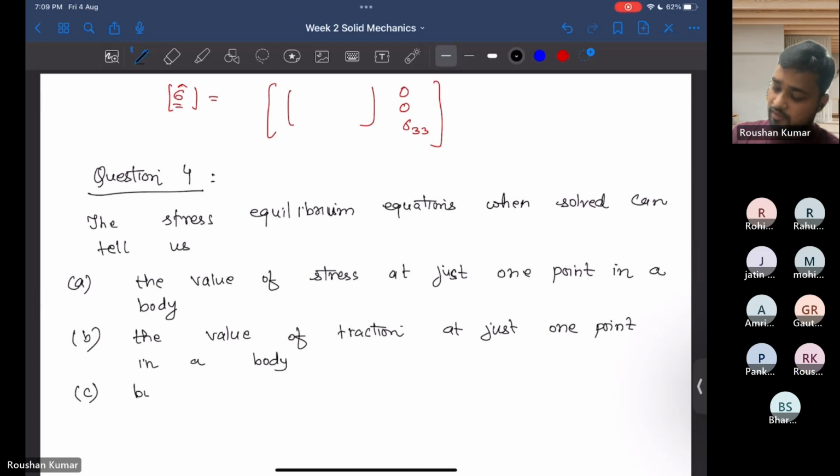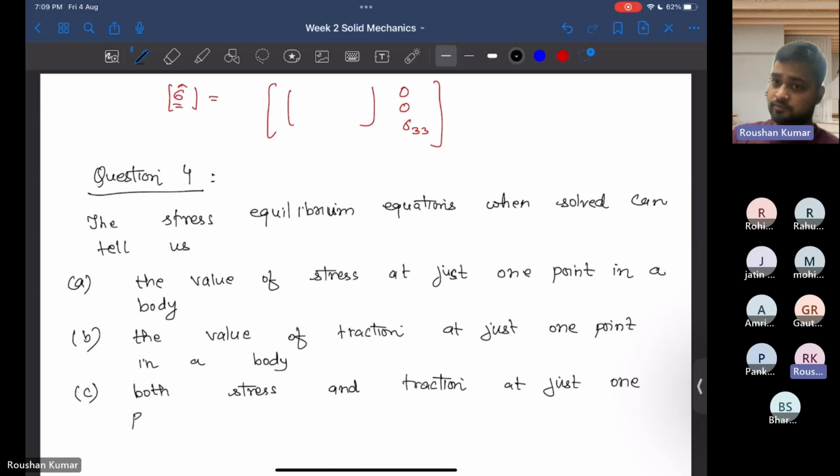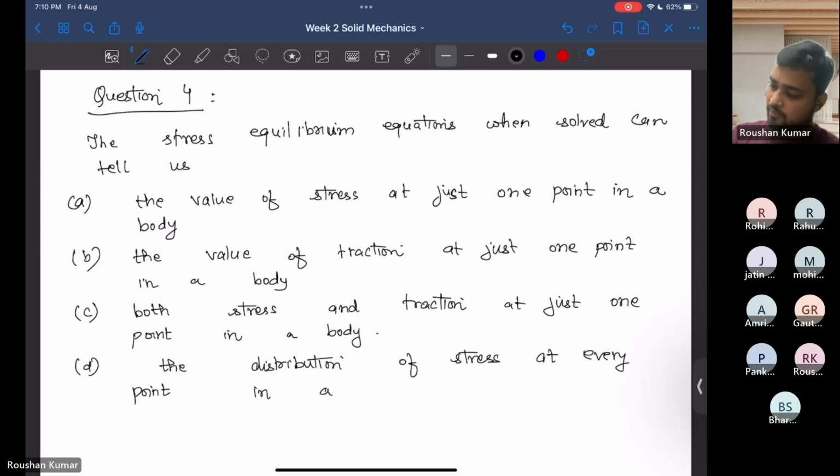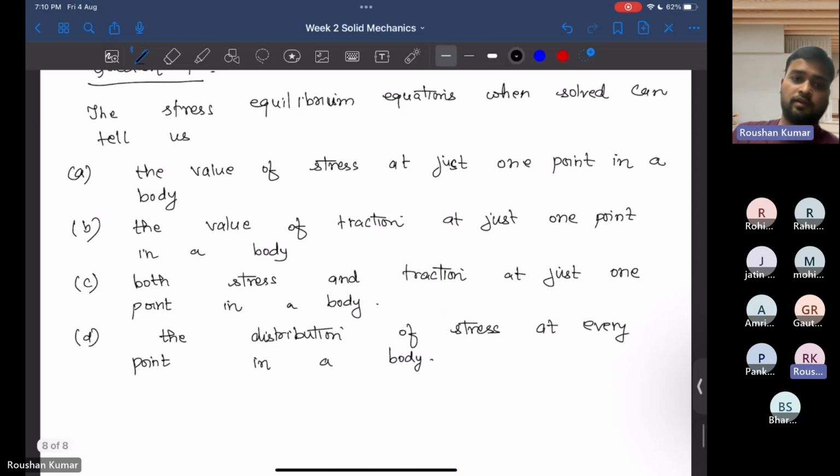The third option is both stresses and traction at just one point in a body. And the last option is the distribution of stress at every point in a body. Okay, so this is the question.